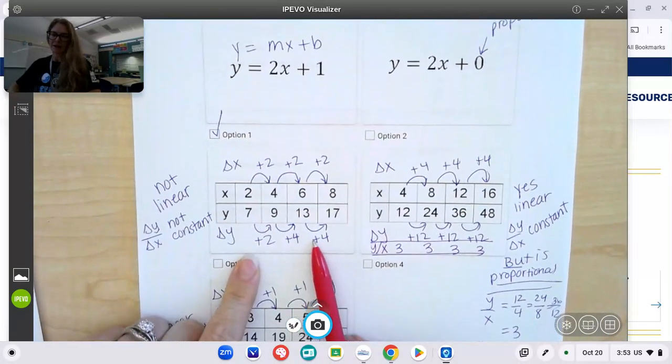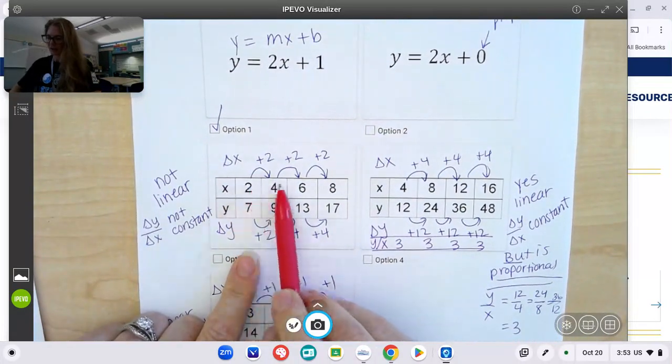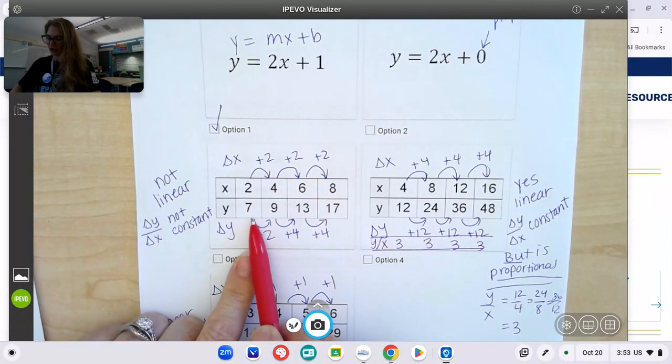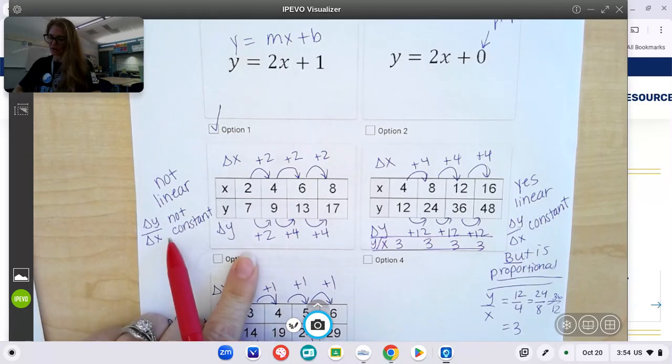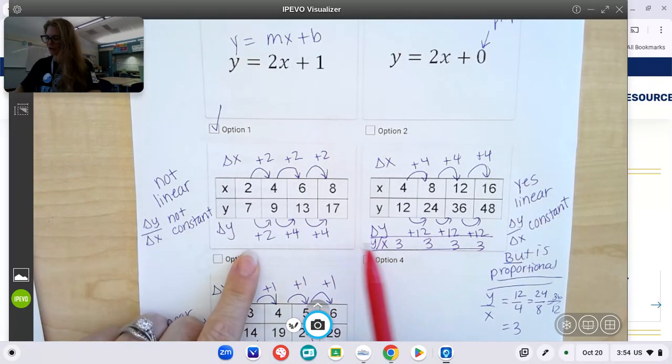If we look at our next table, our change in x, we go by 2, 2, and 2. Our change in y, we go by 2, and 4, and 4. So notice our change in y over change in x is not constant. This is not a linear relationship.